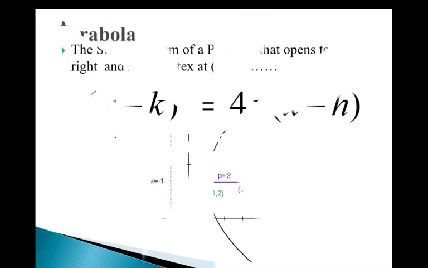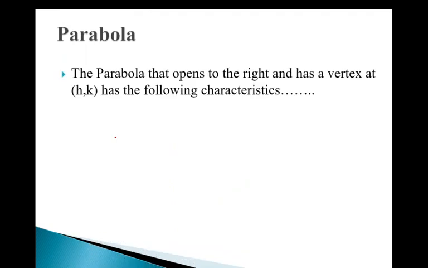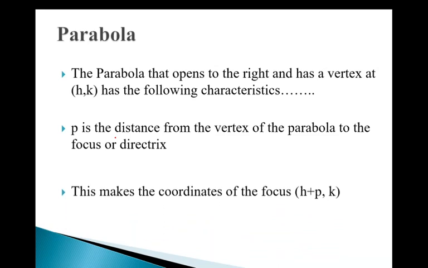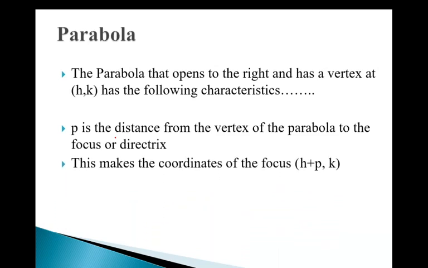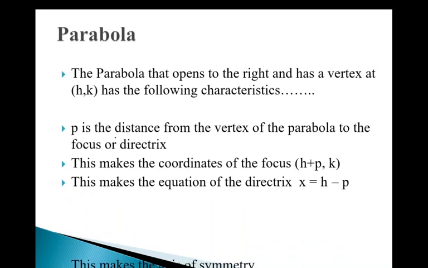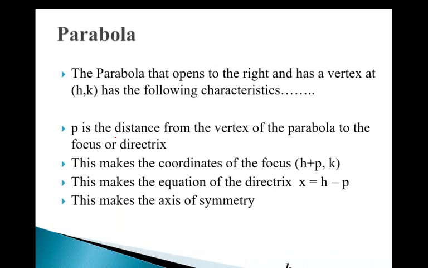All right. Now, there's some key characteristics. When a parabola opens to the right, P is the distance from the vertex to the focus or the directrix. The coordinates of the focus will always be h plus p, and the equation for the directrix is x equals h minus p. And the axis of symmetry, which is going to be y equals negative b over 2a. Now, this right here is when it opens to the left or right.